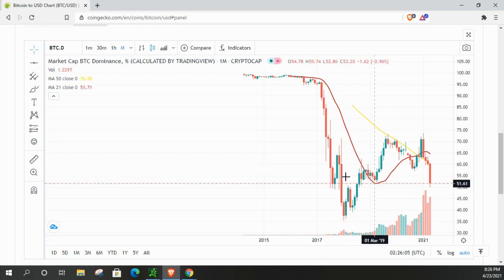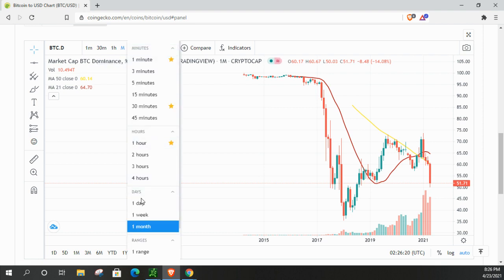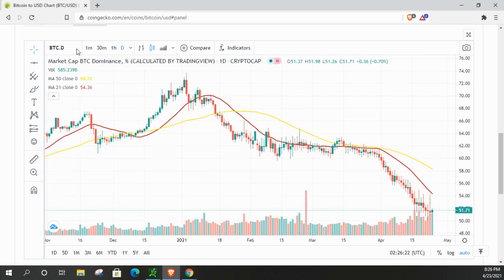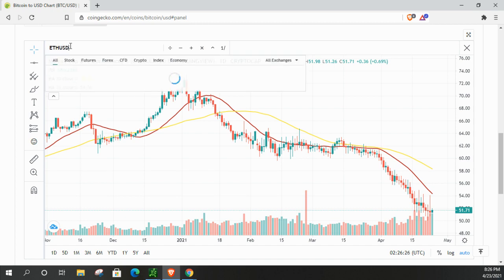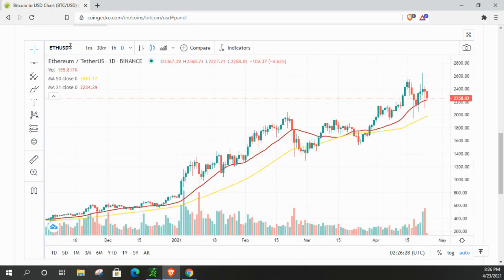But this is a really good setup, I guess, a really good visual on where that market dominance is at for Bitcoin. So I'll roll through a couple more cryptos. If you look at another one I look at and I've invested in, it is ETH.